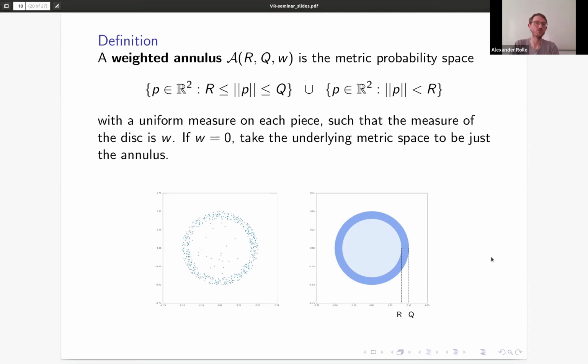And if we want, we can then view the point cloud here that we saw before as being a random sample from this metric probability space, as long as we choose R, Q, and W appropriately. And now, in the case that W is 0, I will have a similar definition, except now I take the underlying metric space to be just the annulus. And this is very important. If the weight of the inner disk is 0, then I don't just change the measure, but I also change the support. And the underlying metric space is just an annulus.